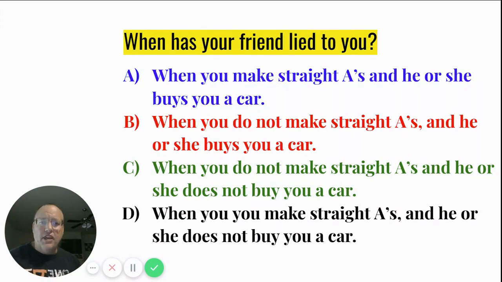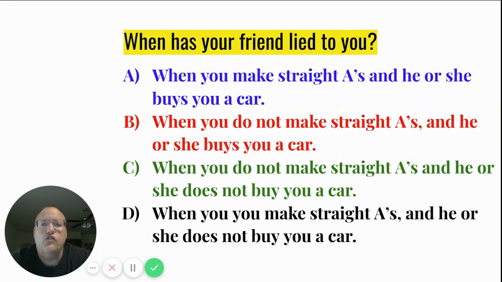What about scenario B, when you do not make straight A's and he or she buys you a car? Have they lied to you there? Well, you might think that they've lied to you there, but they really haven't, because your friend didn't say anything about what they were going to do if you did not make straight A's. They only told you about what they were going to do if you did make straight A's. So in scenario B, that is not a lie, because they didn't say anything about what would happen if you don't make straight A's.